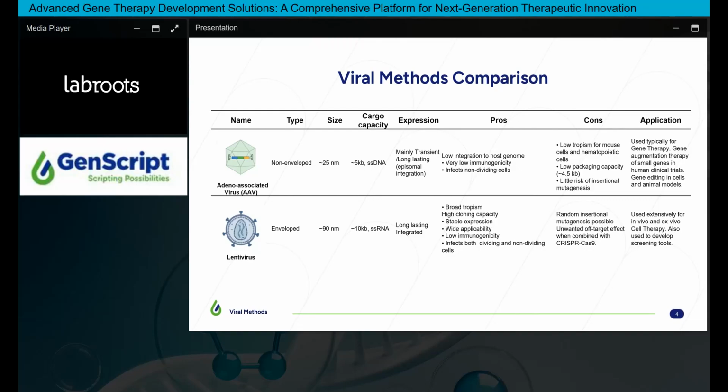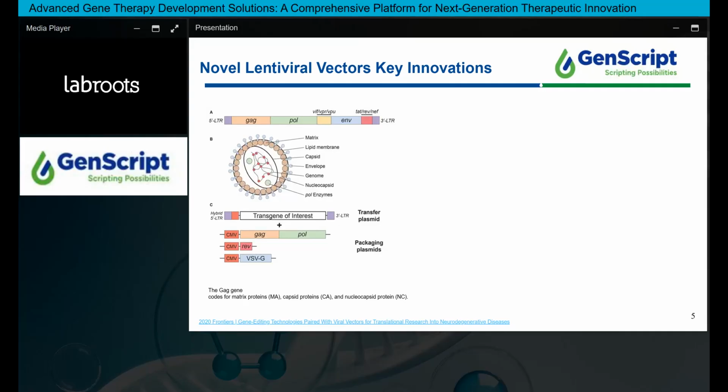However, it carries a risk of insertional mutagenesis in the genome, limiting its use as an in vivo gene therapy application. Moving forward, I'll walk through the key innovations shaping the next generation of lentiviral vectors as an example.